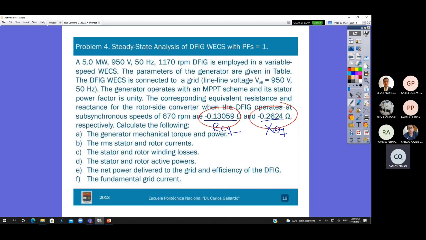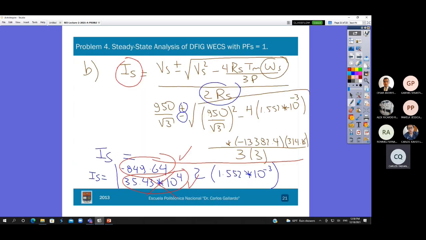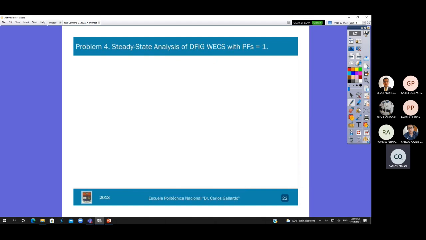Okay, this is question B, the root mean square stator and rotor currents, and for question A, we have already computed the new value for the new speed. So let's continue with question C, the stator and rotor winding losses. For question C, the stator winding losses by definition, because I have 3 cables, is 3 times the stator current squared times the stator resistance.